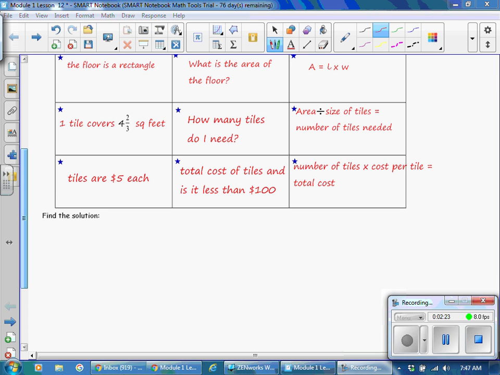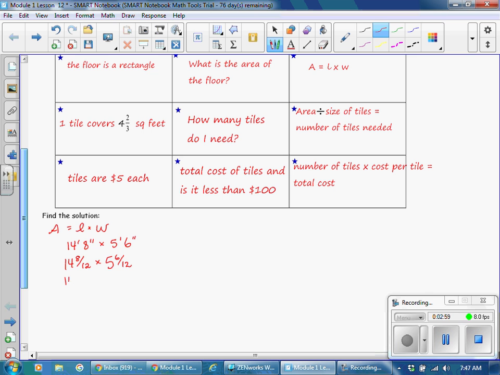We'll start by finding the area of the floor. And we know that the area is the length times the width. We know that the length is 14 feet 8 inches and the width is 5 feet 6 inches. So let's convert that to a mixed fraction. We have 14 feet and 8 inches out of 12 inches times 5 feet and 6 inches out of 12 inches. So let's reduce those to simplest form. We get 14 2/3 times 5 1/2. And we're going to multiply those numbers. Pause the video while you multiply the fractions.